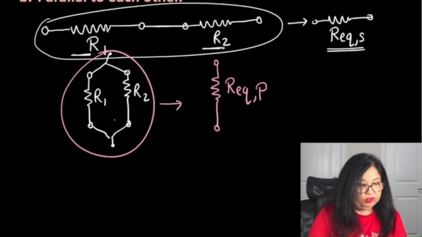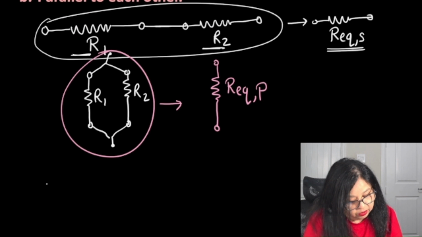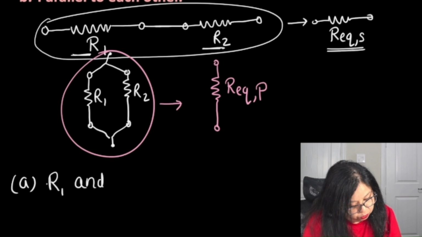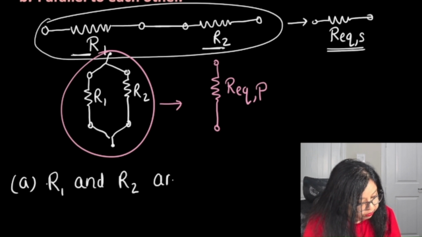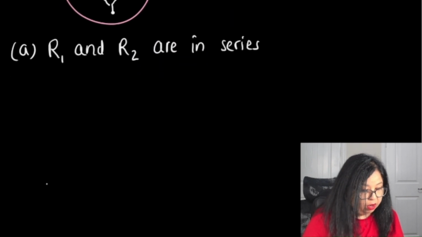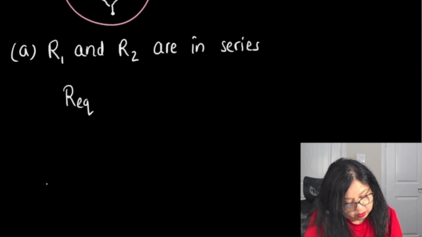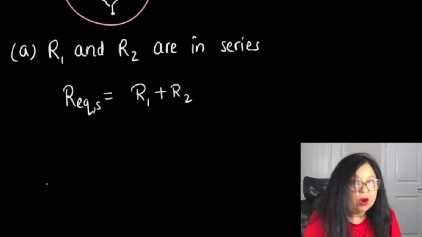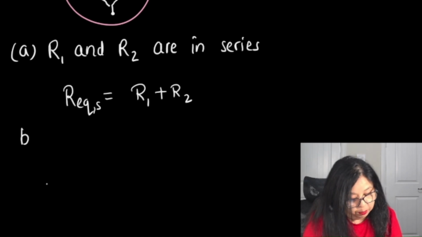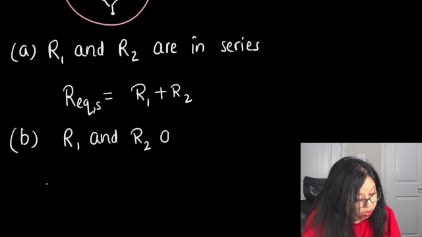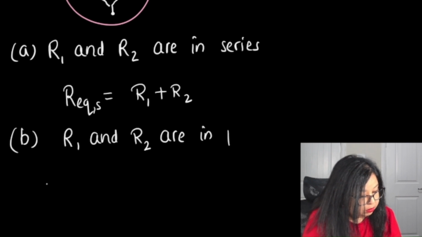Now when two resistances are connected in series, let's say R1, part A, and R2 are in series, then R equivalent in series is simply R1 plus R2. And in part B, when they're connected in parallel, R1 and R2 are connected in parallel.